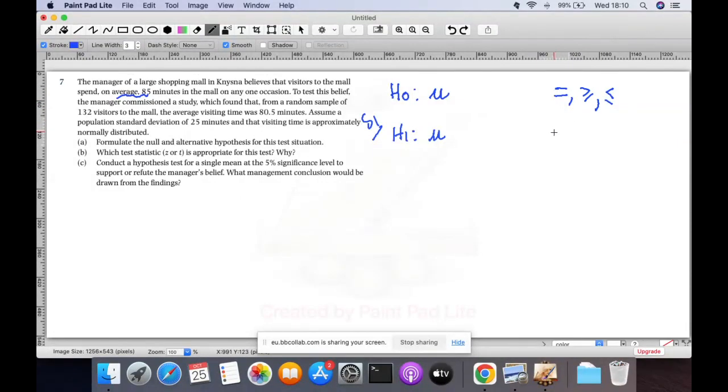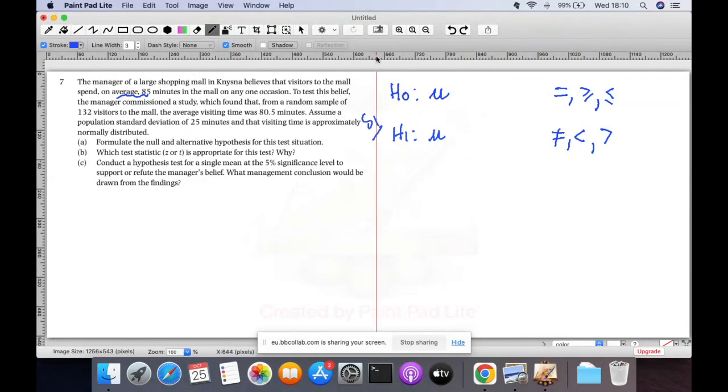And your H1 will be the opposite of those, which means if you had an equals to for H0, then you'd have a not equals to for H1. If you have a greater than equal to, then you must have a less than. And if you have a less than equal to for your H0, then you would have a greater than. Now what we need to determine is which of these three symbols we are going to use for H0.